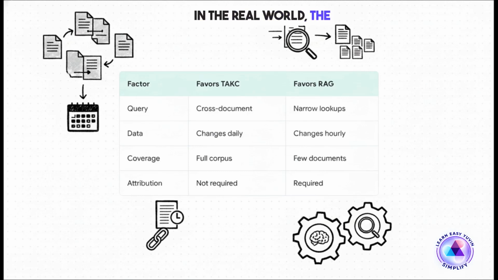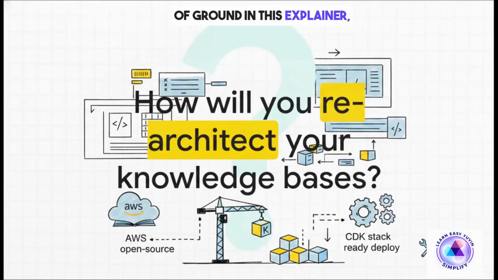In the real world, the smartest architectures are deploying a hybrid. Let TAC handle the deep, complex analytical synthesis, while RAG fetches the exact supporting documents when you need that strict audit trail. We've covered a ton of ground in this explainer, right? From hitting the ceiling with standard RAG to unlocking the incredible power of task-aware multi-rate compression.